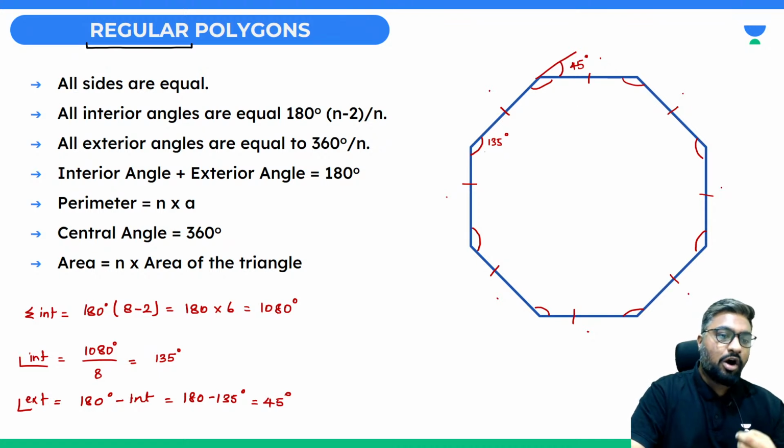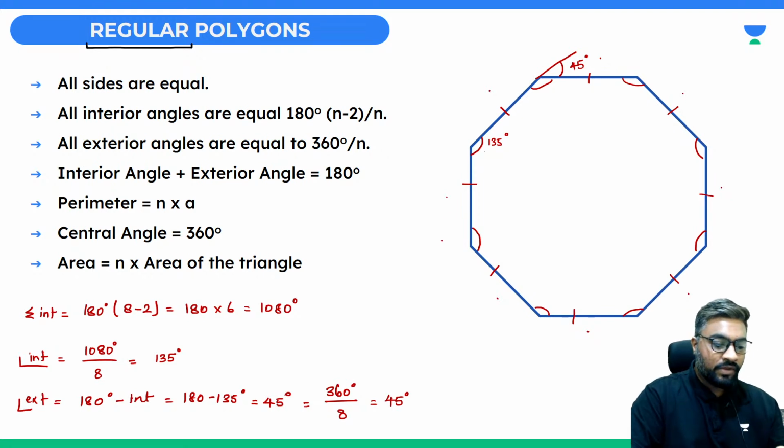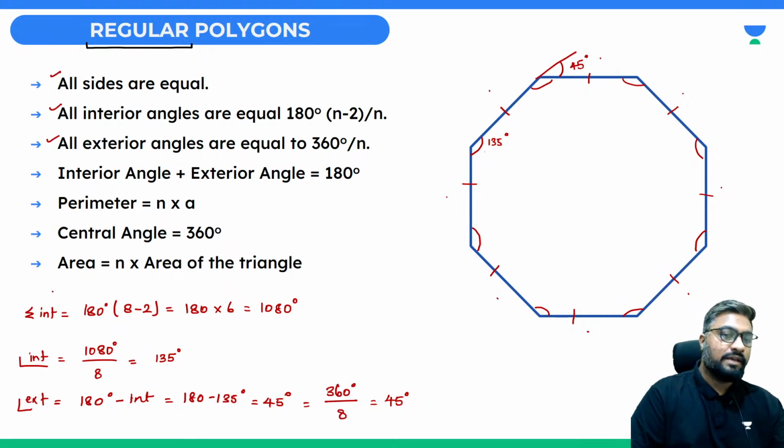Alternatively, this is also equal to what? Since the sum of all the exterior angles is 360 degrees, we just have to go 360 by 8, which is 45 degrees. All exterior angles are equal, the sum is 360, so 360 by 8, 45 degrees each exterior angle. Done? And we also know an interior angle and an exterior angle will sum to 180 degrees.